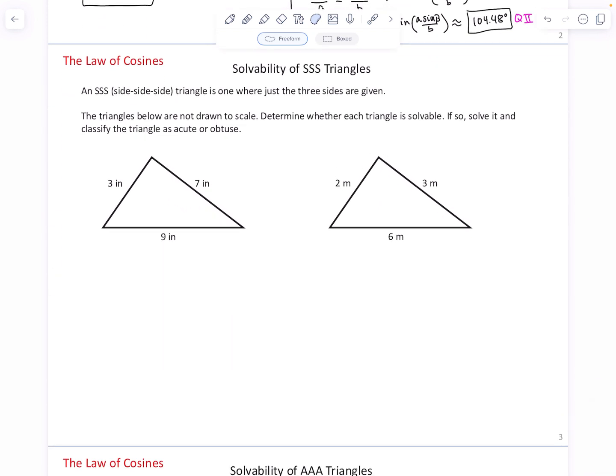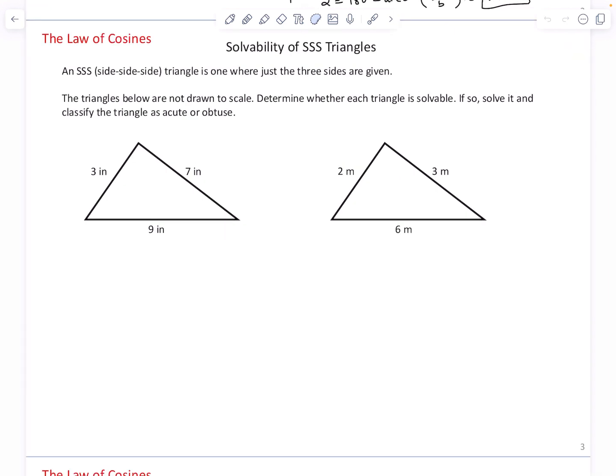The solvability of SSS triangles. Now, an SSS, or side-side-side triangle, is one where just the three sides are given, so no interior angles are known. Now, triangles cannot have any side lengths that they want and still be possible. Recall that the sum of any two sides must always exceed the length of the third side. So all three of these inequalities must be true.